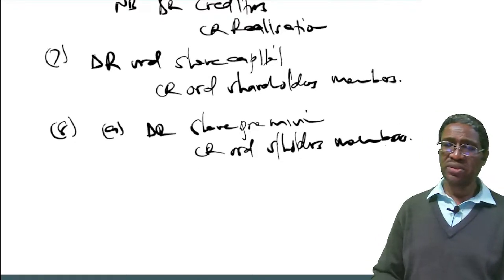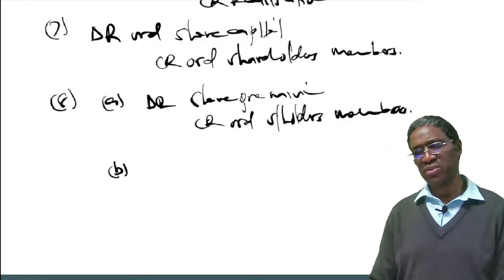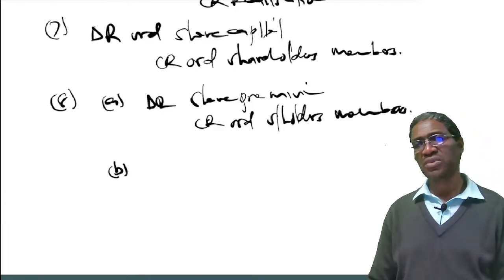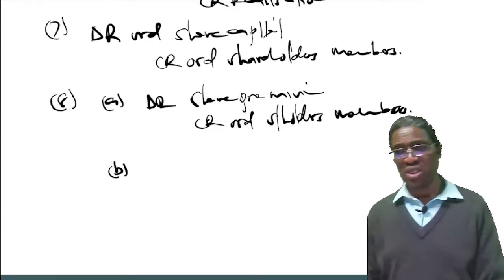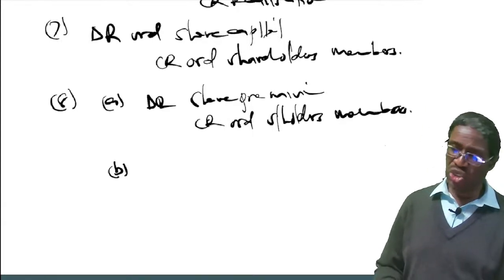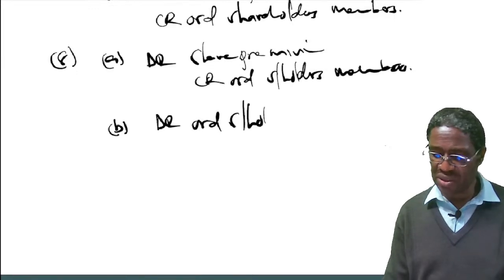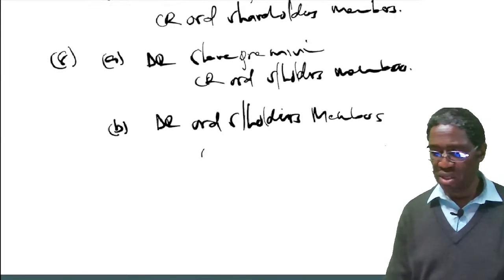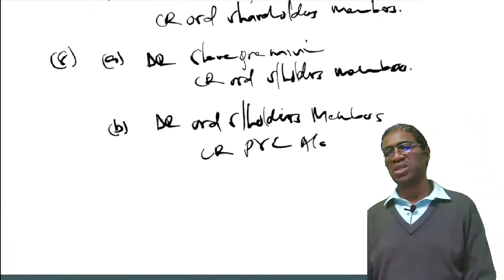Number 8. If negative reserve, e.g. share premium, e.g. retained losses, debit ordinary shareholders members, credit P&L account. That is profit and loss.